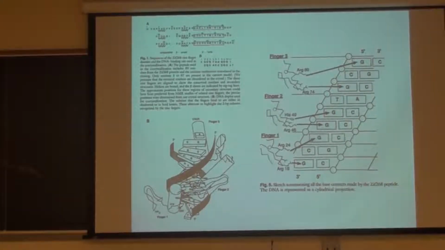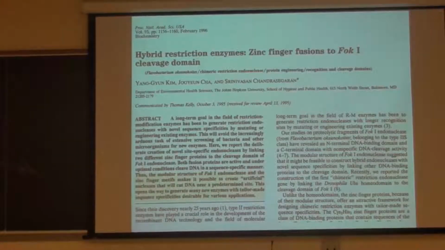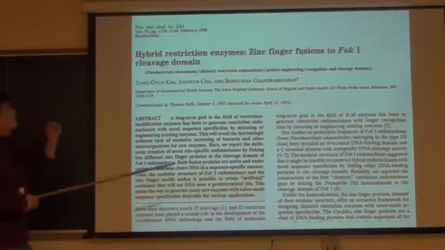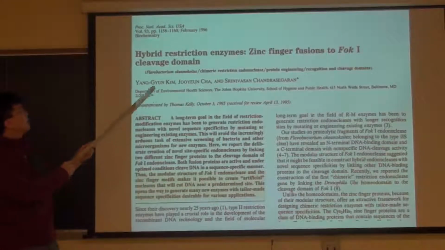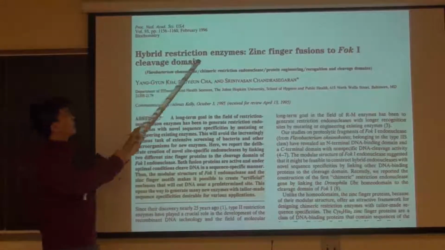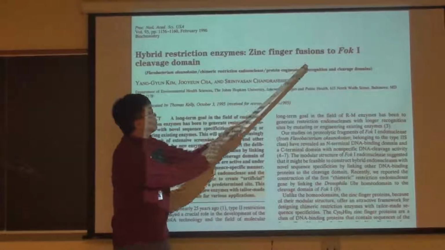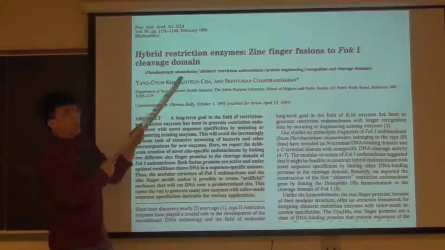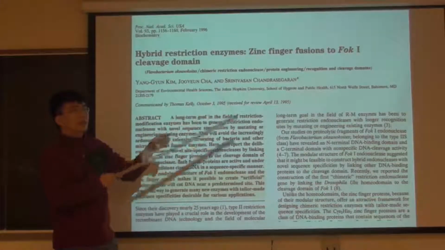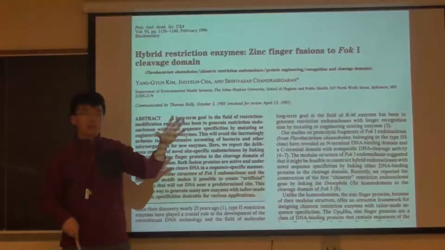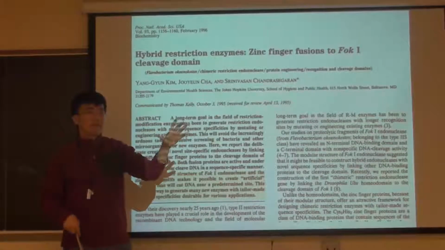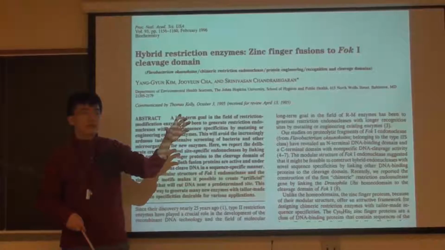Then other scientists in 1996 published this very important paper: Hybrid restriction enzymes, zinc finger fusions to Fok1 cleavage domain. What they did was take a zinc finger binding protein that can bind to a certain DNA sequence, and then fuse it to a nuclease.